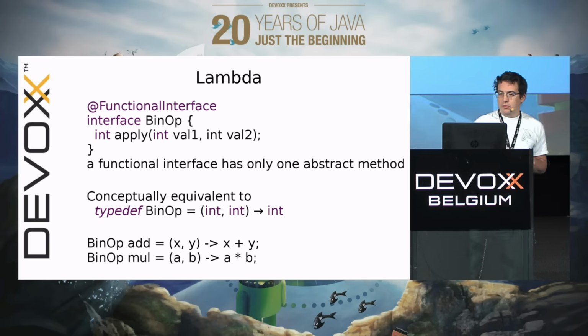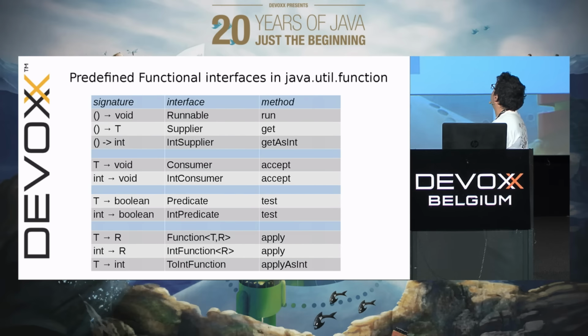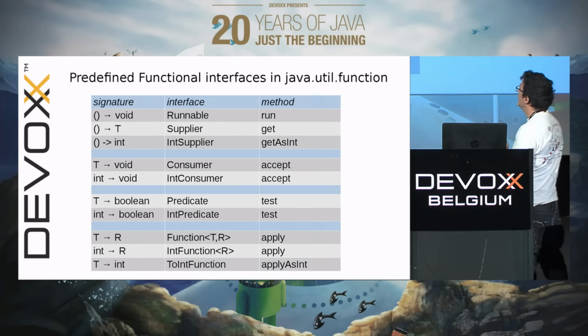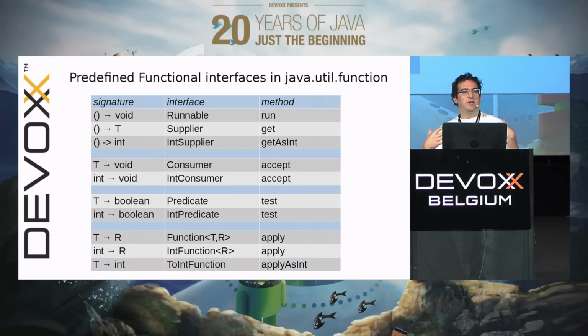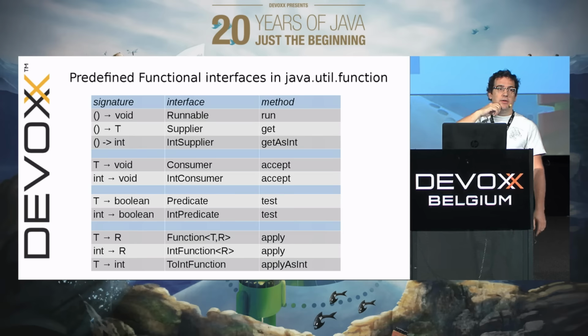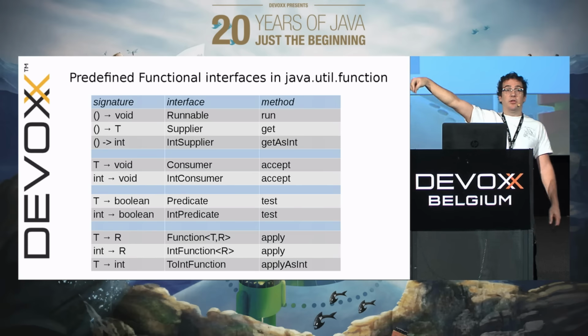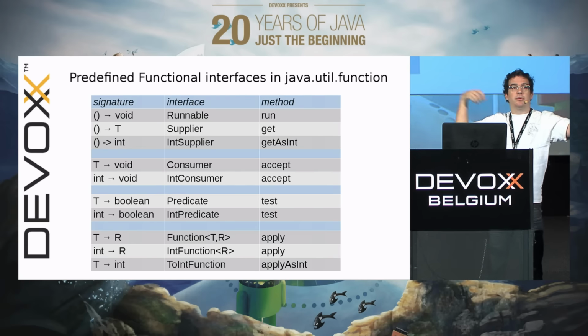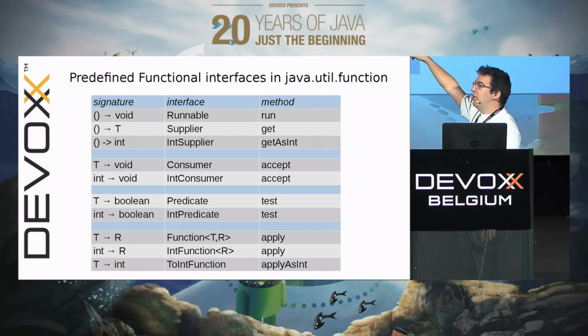Then we have a special package in Java 8 named java.util.function, and this package defines the common function types that you use. Not all the interfaces are in java.util.function. Runnable is java.lang.Runnable. Runnable has one method, run. It takes nothing and returns nothing. So it can be used to type a function that takes nothing and returns void.